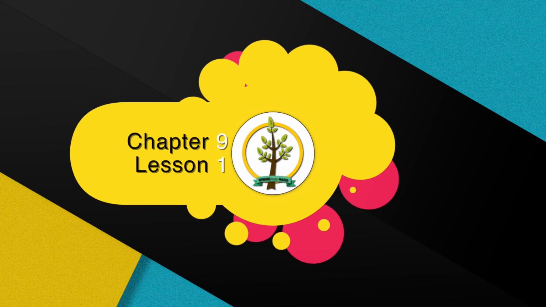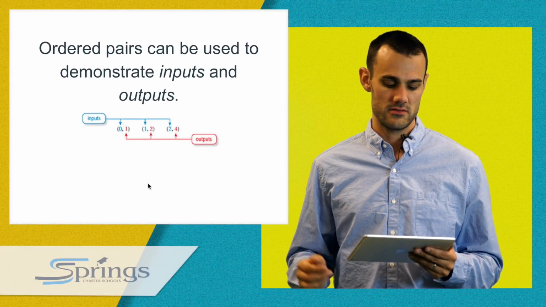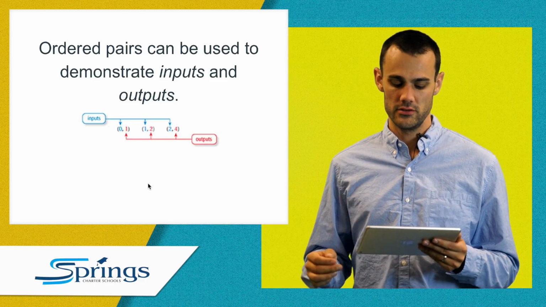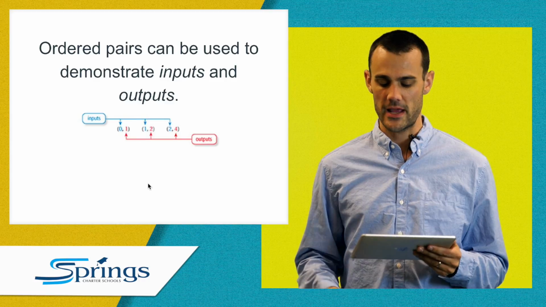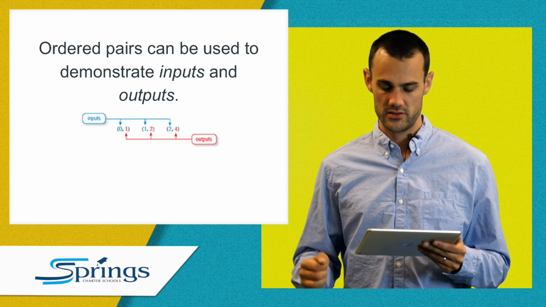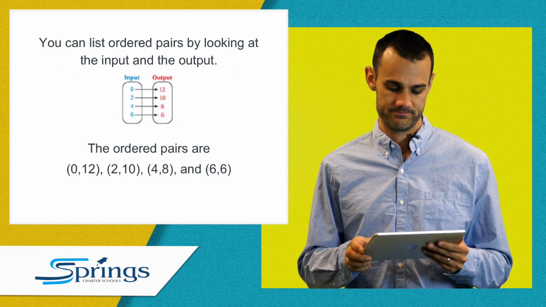Today we're starting a new chapter, Chapter 9, and the topic is functions. First, we should know that ordered pairs can be used to demonstrate inputs and outputs. You can see here on the graphic that in blue we have our inputs, and in red we have our outputs. So we have (0, 1), (1, 2), and (2, 4) as coordinates, and they're listed as inputs and outputs.